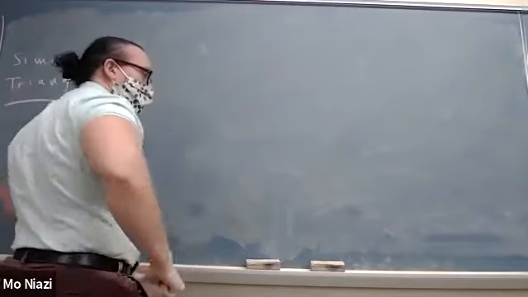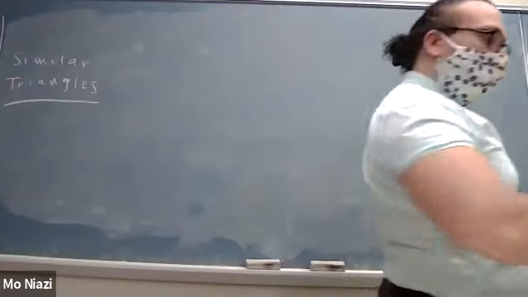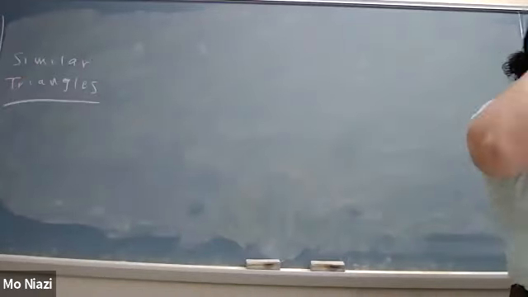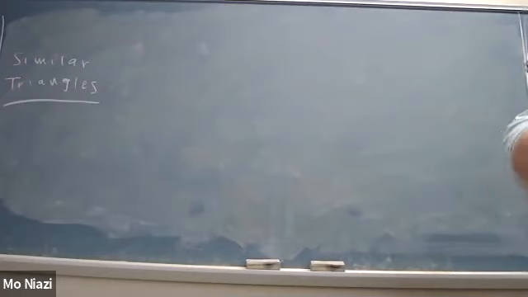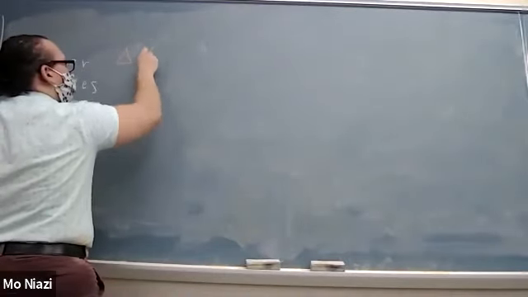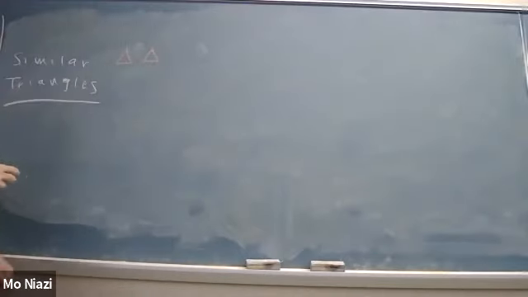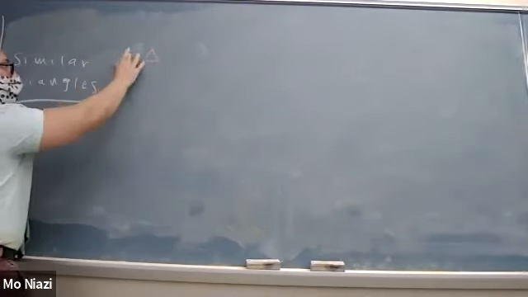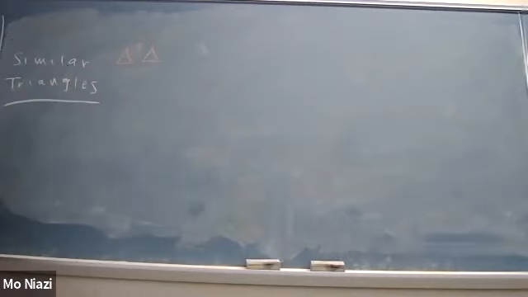Who can tell me what a similar triangle is? They're the same. So if the triangles are literally the same, those are called congruent triangles. So like this triangle and that triangle, they're literally the same. All I have to do is pick this up and put it on there and they overlap perfectly. Those are called congruent triangles. They're not similar triangles.